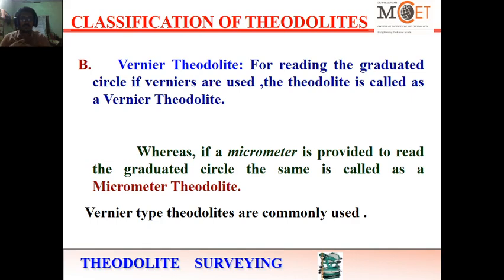Next is vernier theodolite. For reading the graduated circles, if verniers are used, the theodolite is called the vernier theodolite. In the last portion, I have explained how to read the verniers. Whereas if a micrometer is provided to read the graduated circle, the same is called the micrometer theodolite. Predominantly vernier type theodolites are commonly used, since there we can read the exact reading, right? And this theodolite should be transit also. So the transit vernier theodolite is the most predominant type used in the field, right?